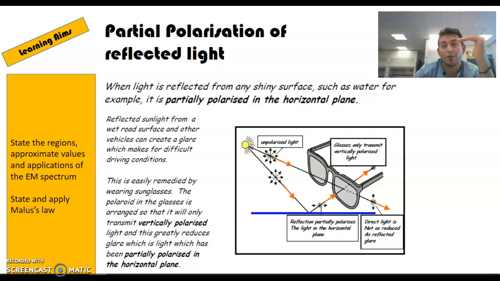So if we only let through the vertically polarized light, then light that we're looking at from the sun we can see, but things that are reflecting off of surfaces, most of that glare is going to be in the horizontal plane. So we want to filter that glare out. Now the sunglasses can do that by being polarizers. Can you see how they're polarized?